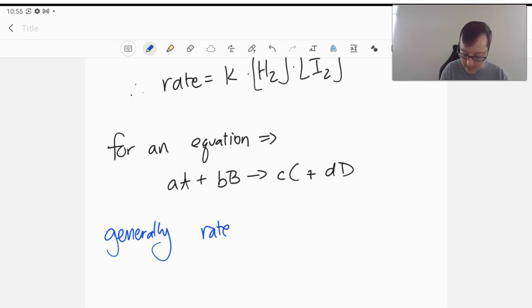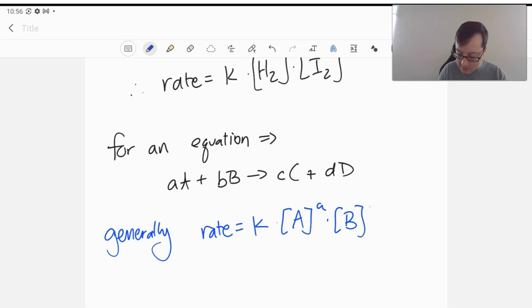the rate of this reaction will be a constant times A to the a power times B to the b power. This is a general statement here. Again, notice we're only including the reactants in this. We're not going to include the products. Our rate law is equal to the rate constant times the concentration of A raised to its coefficient and the concentration of B raised to its coefficient. This is true for any equation.